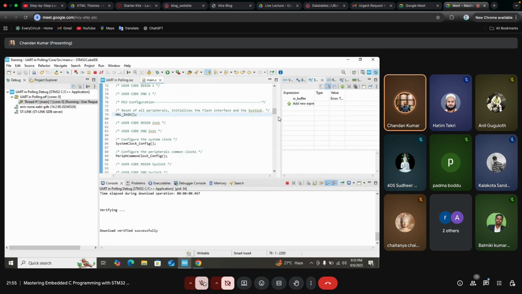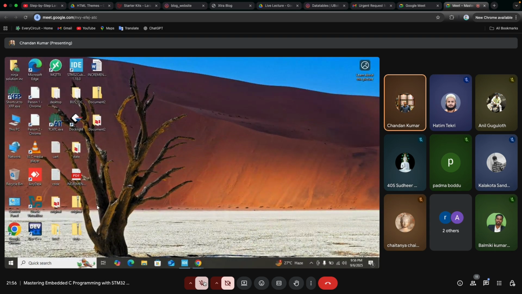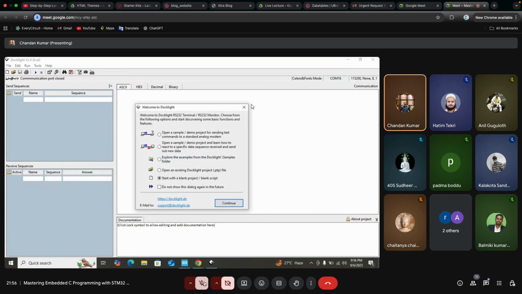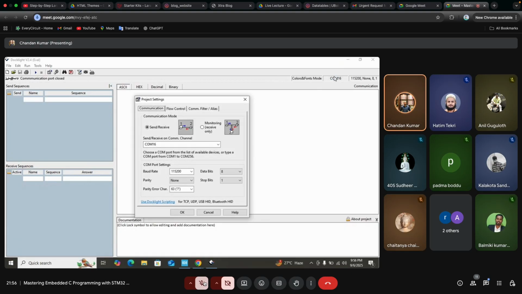We are good to go. Let me open Docklight. I'll check my COM port. So it's 16. My COM port is set on 16. Baud rate 115200, which is default.